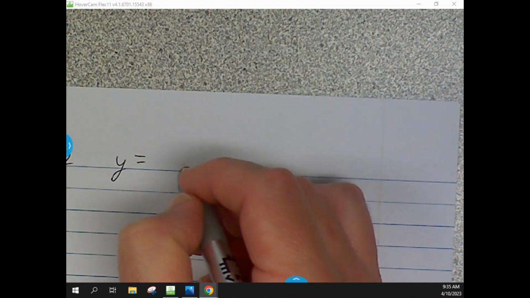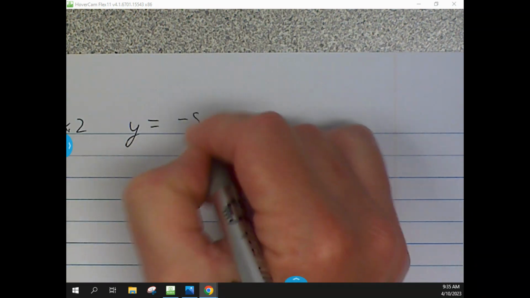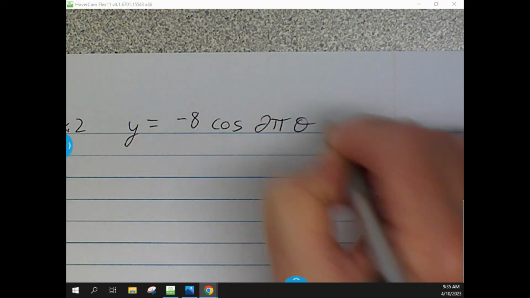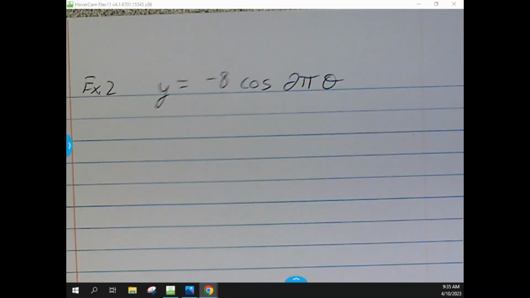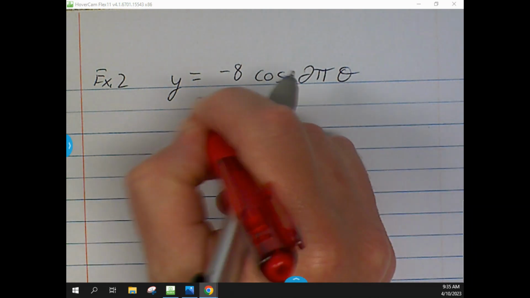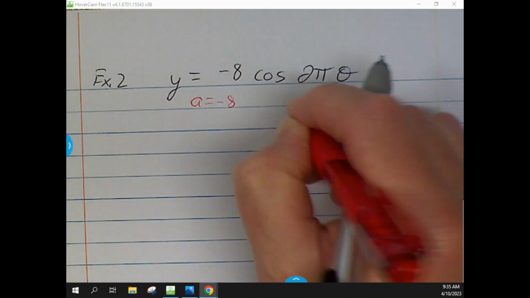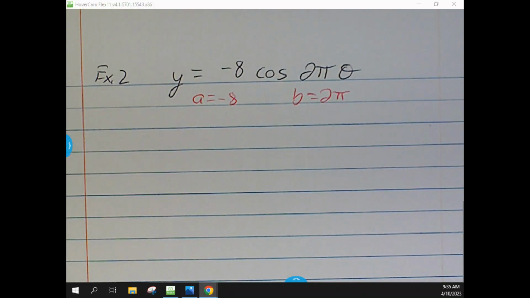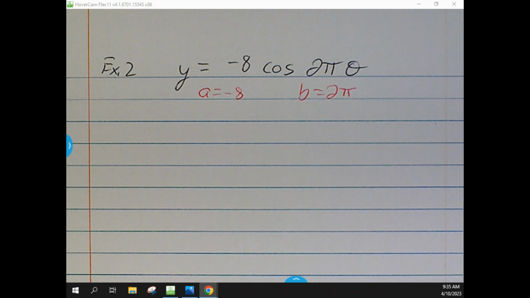All right, so let's throw another one at you here. Let's go with y equals negative 8 cosine of 2 pi theta. Let's get funky with it a little bit. Okay, so the a value is negative 8. The b value this time is not just 2, it's 2 pi.